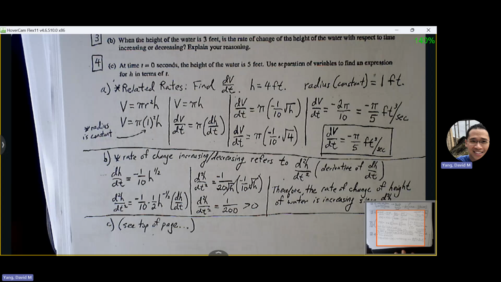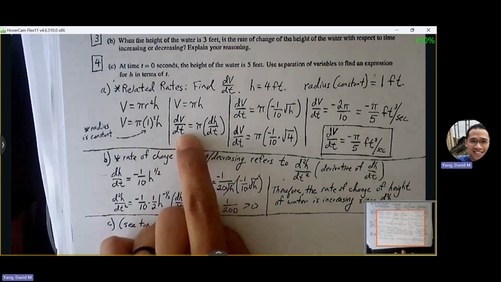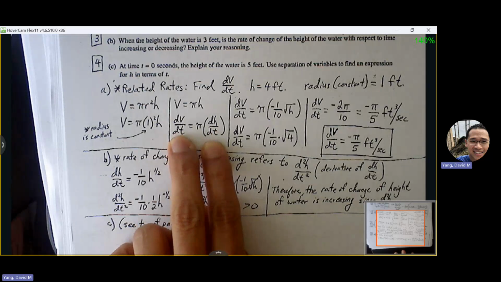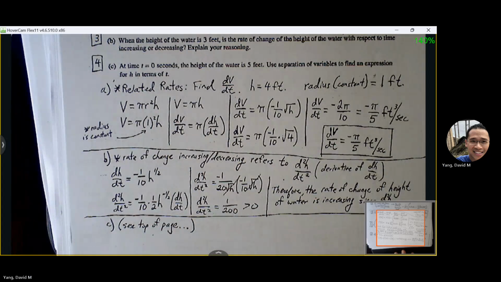And now we can go through our steps for related rates. So V becomes dV/dt, the pi stays, h becomes 1 dh/dt. And now we're ready to do substitutions into this equation to solve for the variable that we're looking for. So we're provided dh/dt, we plug that in. We know the height at that moment in time is 4 feet. So we can plug in.